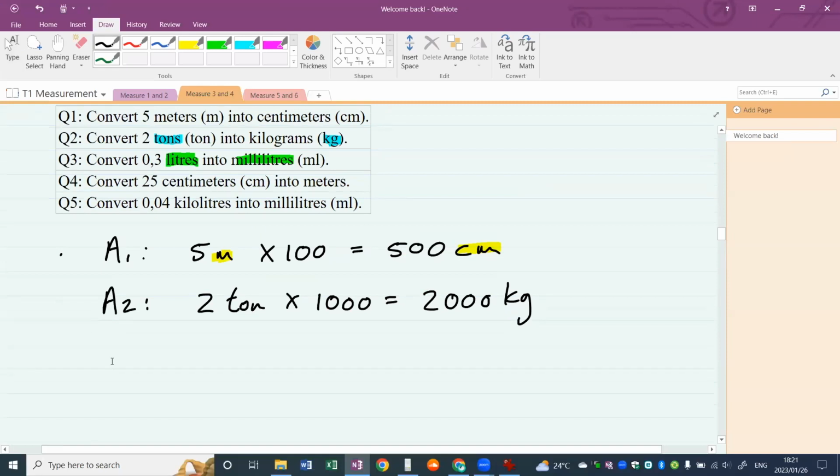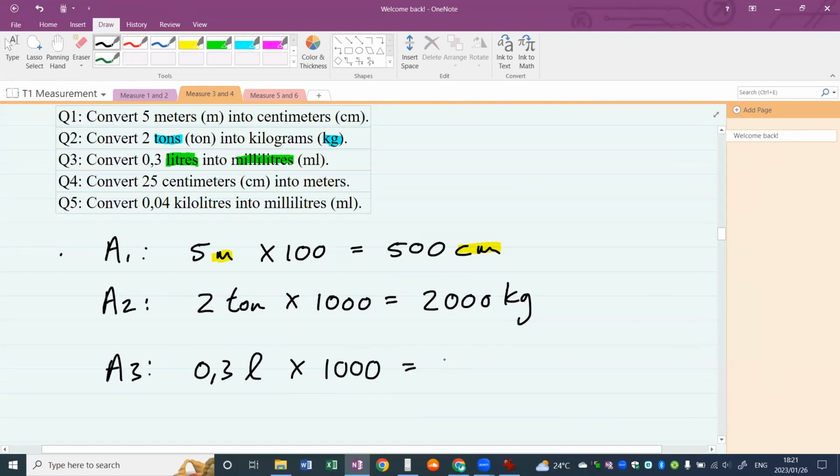So I take my 0.3 liters. Now I write the liter symbol like this. It does look a bit funny. It's a cursive L. The reason why I do that is if I write an L like that, some people think it's a 1. So it's a bit easier to do liters like that. So 0.3 liters, I'm going to milliliters, so I need to times by 1,000.